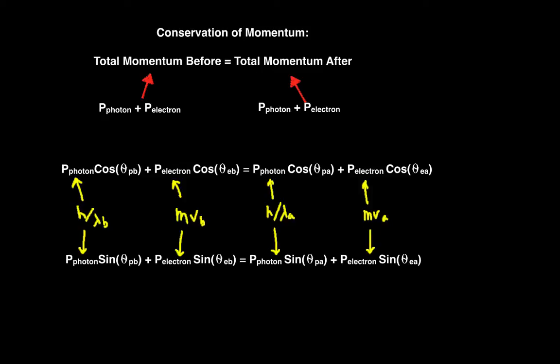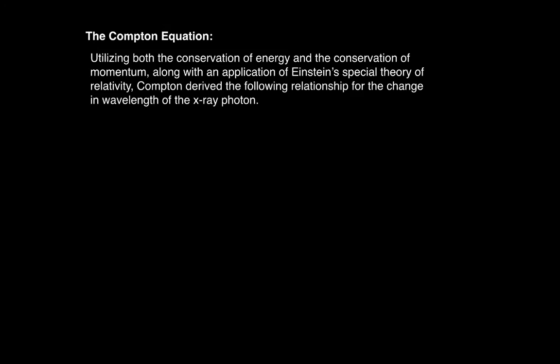We substitute our knowns into each of these equations, and then we solve for the unknown. Once we have the unknown value in the x and y direction, we can put them back together using vector addition. The third method to analyze these electron-photon collisions is using the Compton equation.